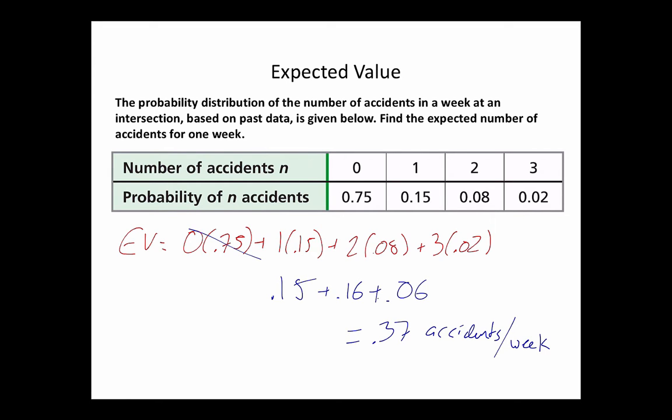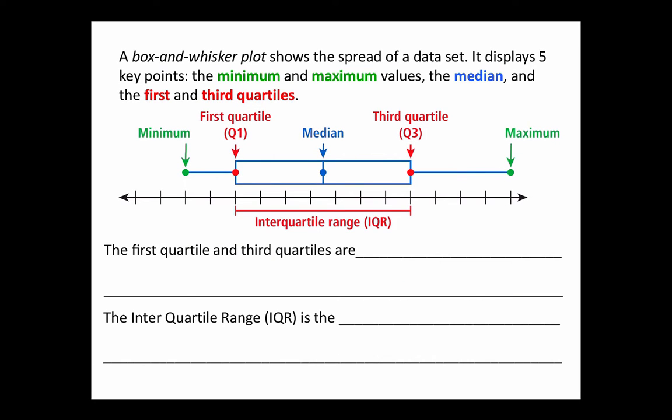Now, this next part is hopefully something you've seen before. A box and whisker plot shows the spread of all data in a set. It displays 5 key points: the minimum and the maximum, so the lowest and highest values, the median, which we already found, and the first and third quartiles. The first and third quartiles are the medians of the lower and upper halves.